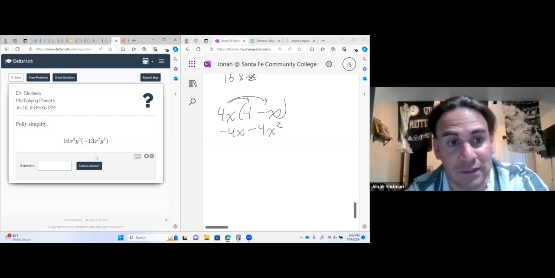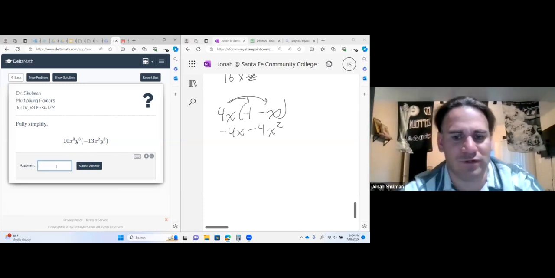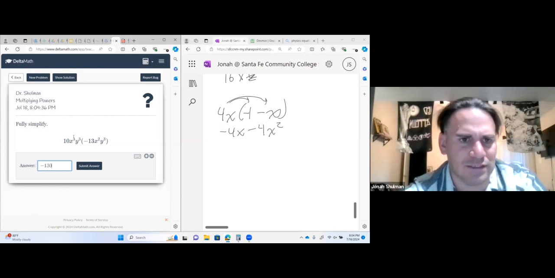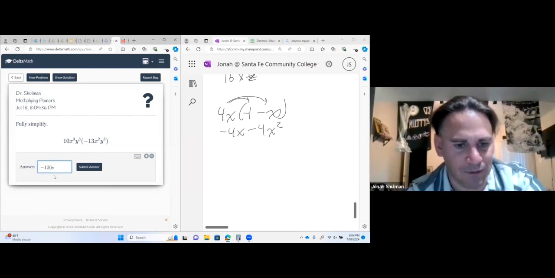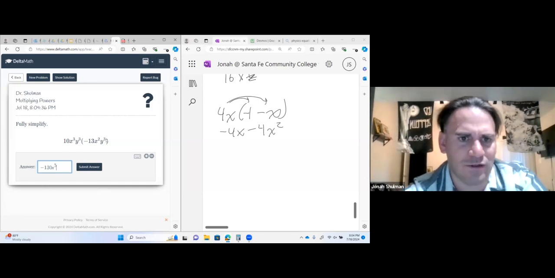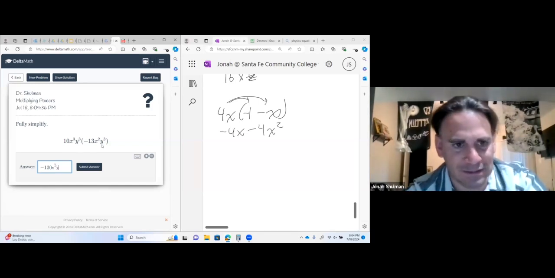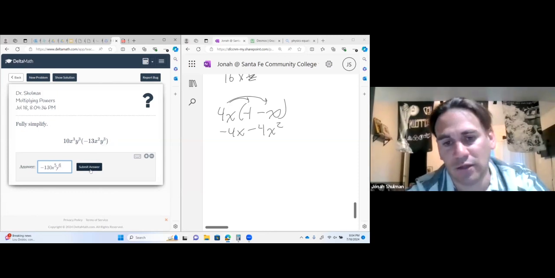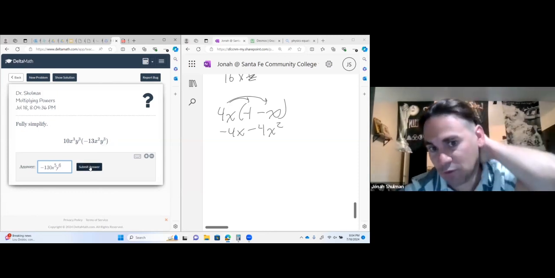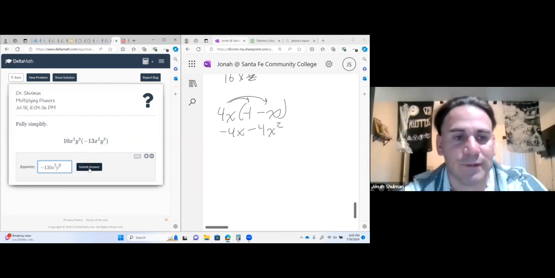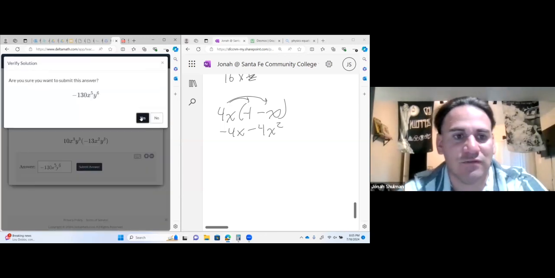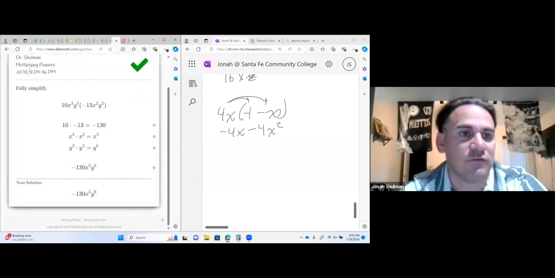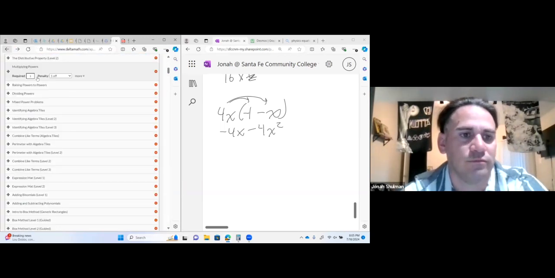All right. There's a lot here. 10 and negative 13, that's negative 130. X to the third and x squared, that means we have x to the fifth power. Y to the third and y to the third is y to the sixth power. This will help you a lot. Help students, if they want to know why this works, you can show them how it builds to their understanding for crazy things like logarithms and stuff like that, which will be cool.